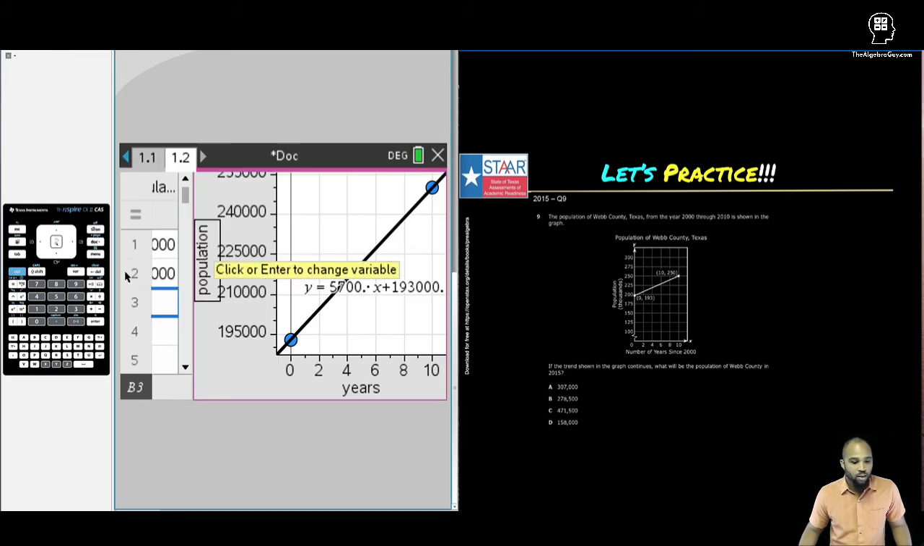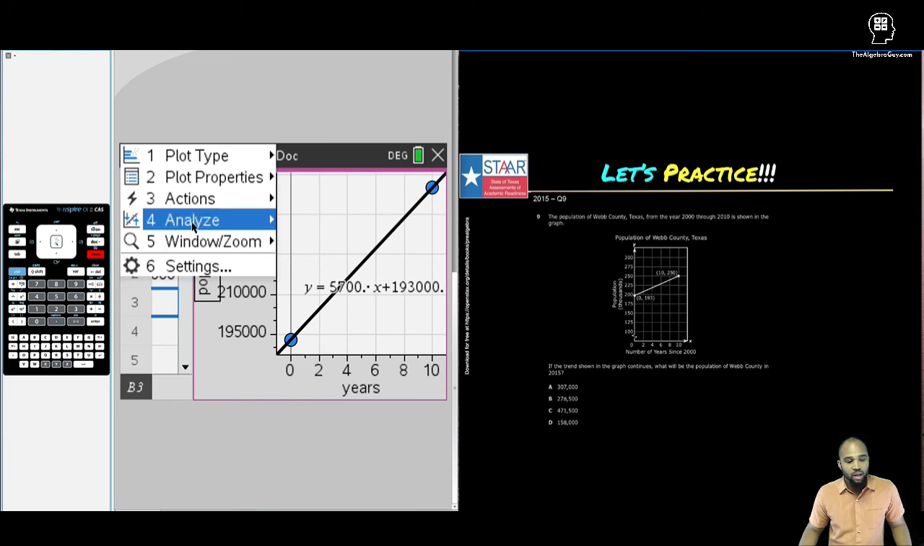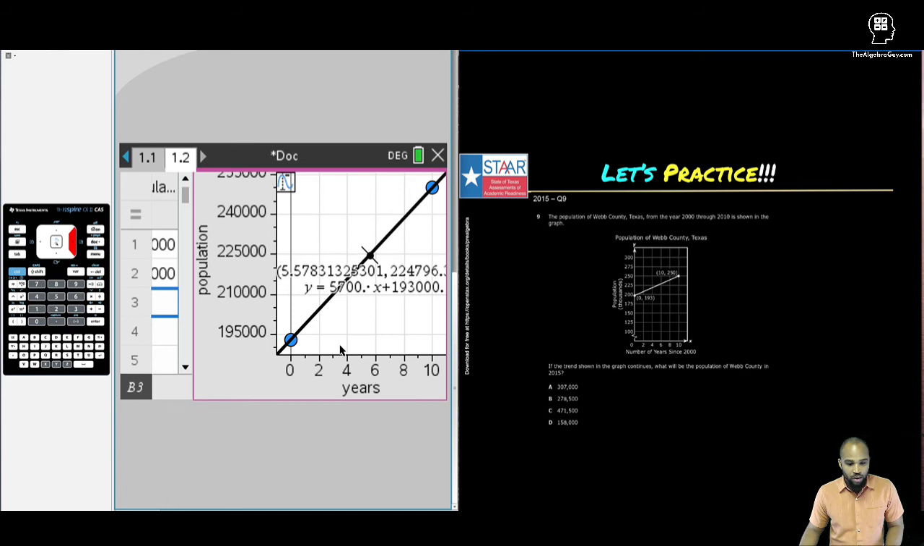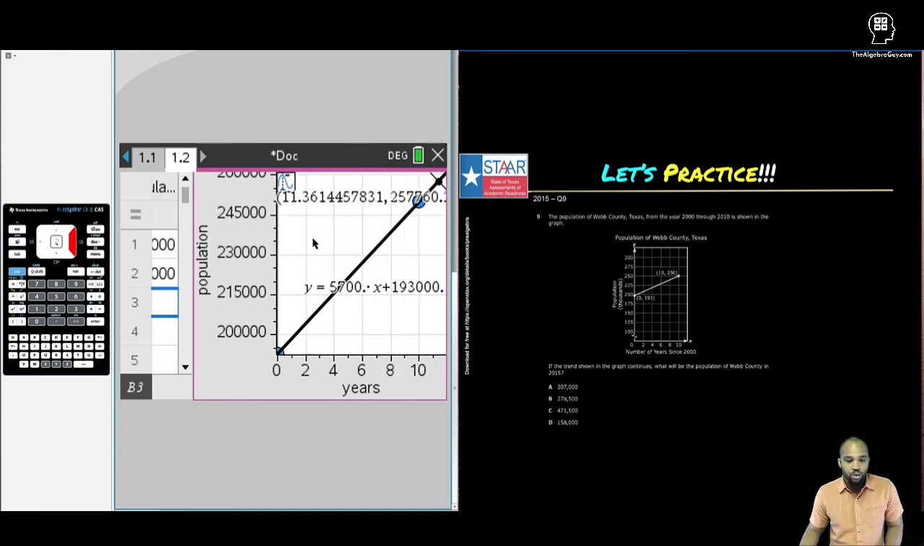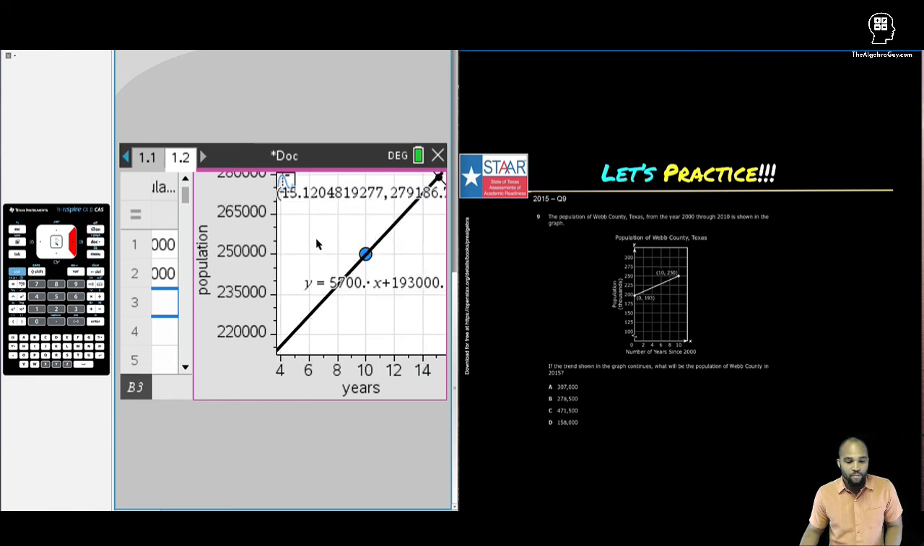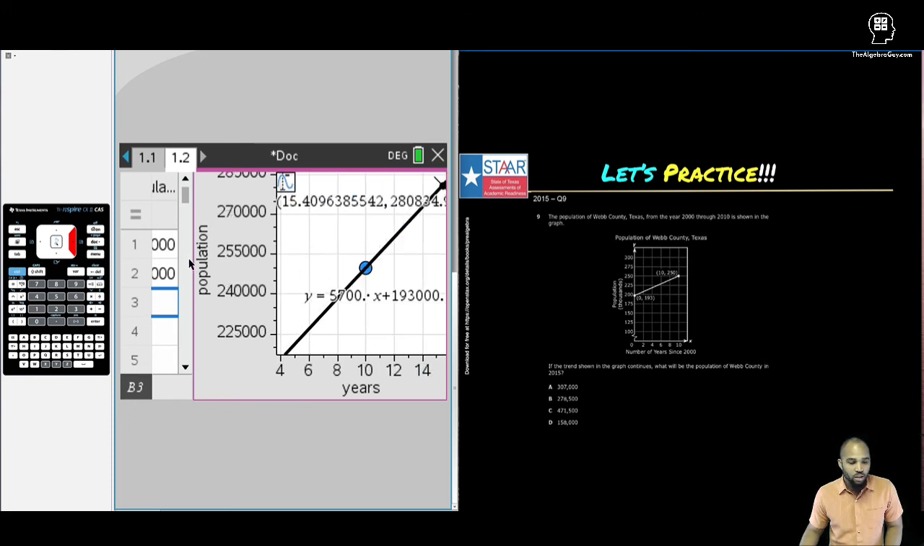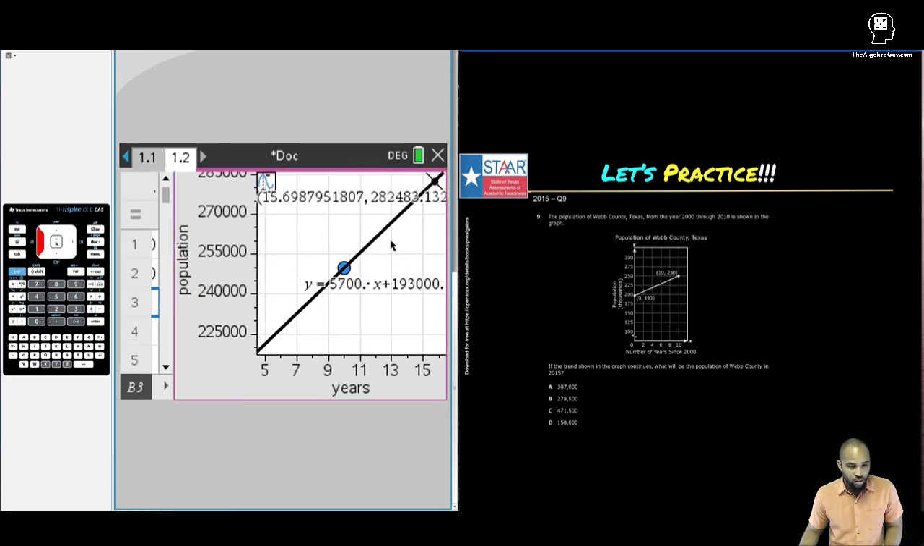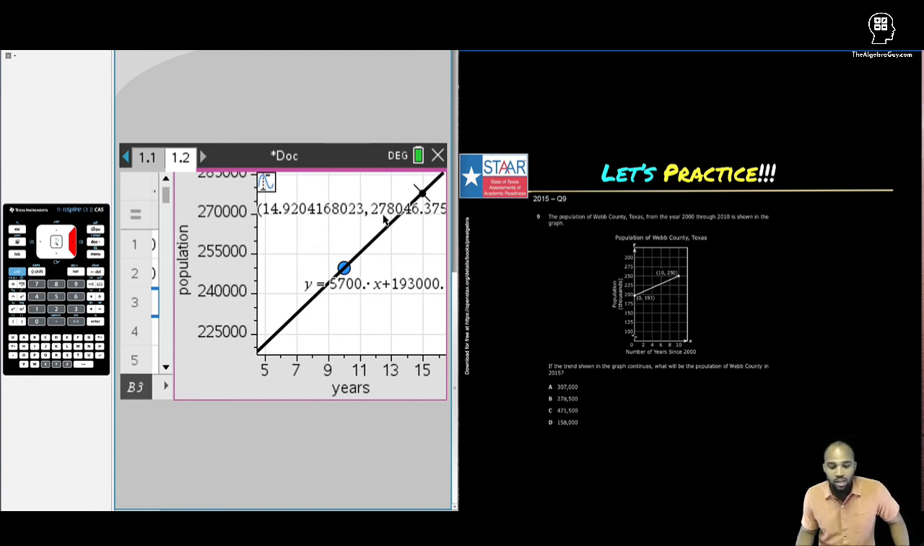So this is great. Now I can press menu and analyze this graph. Let's trace this graph, and we're going to follow this line all the way up to where it says right here is 10, but we want to follow it all the way up to 15. So at 15, let's see what's happening. Let me move this over. So at 15, that's pretty close, we're at 278,000 and something. Now we look at our answer choices, and there is nothing else even close to that.